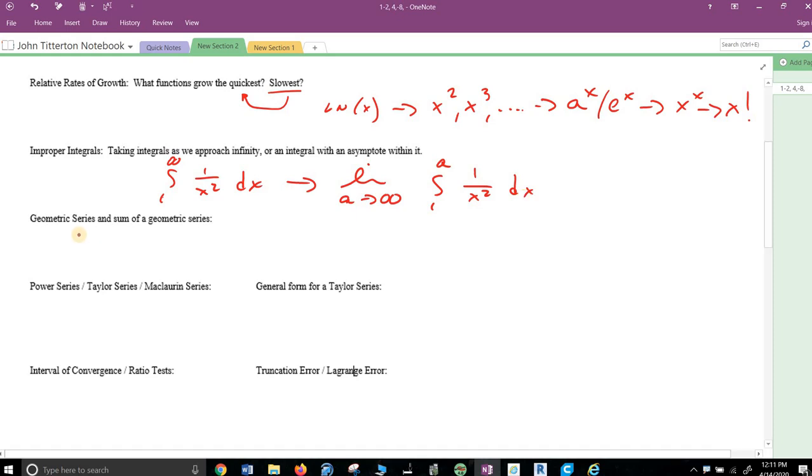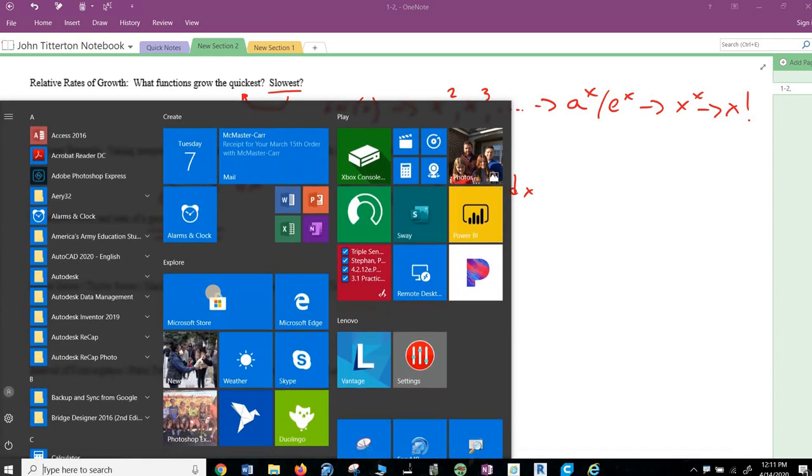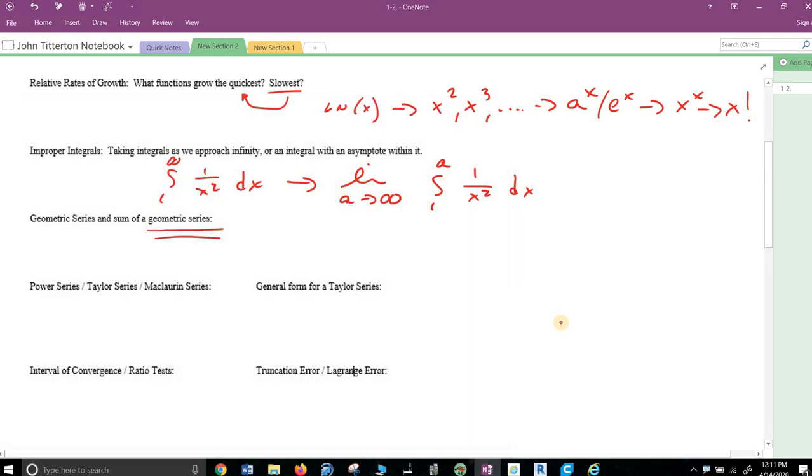So geometric series and sum of a geometric series. You'll see this in your problems for today. They're classic. If it's geometric and r value is between -1 and 1, it'll add up. So things like 1, -1/2, 1/4, -1/8.